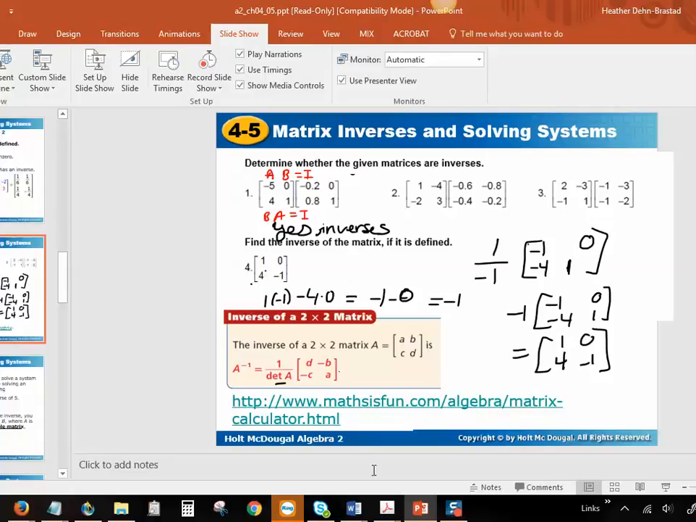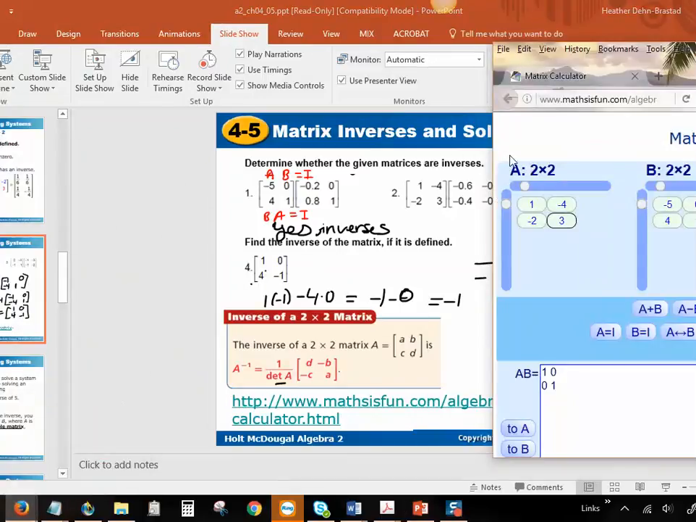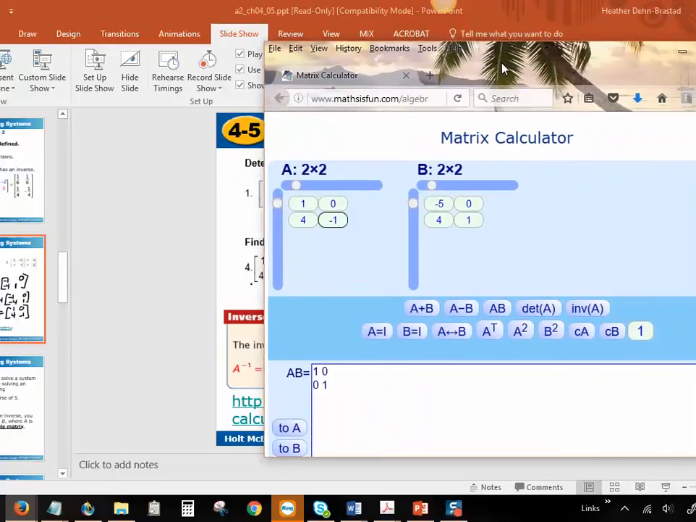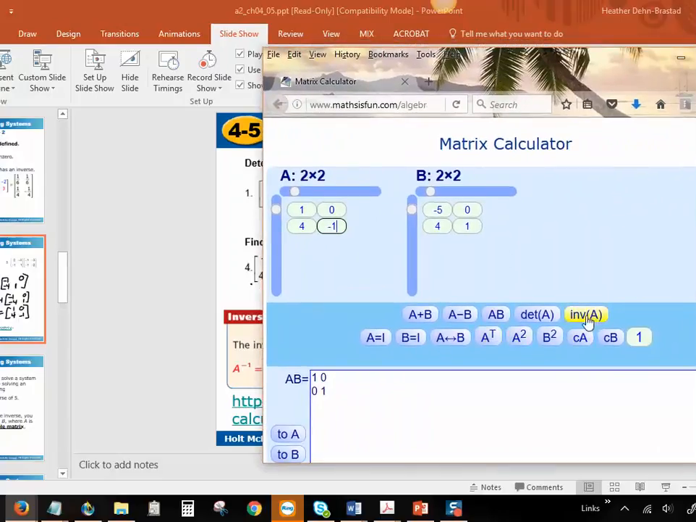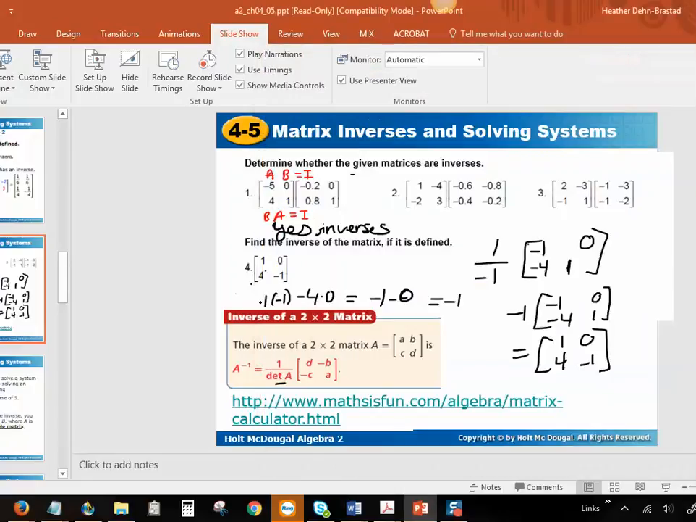Let's check this using the matrix calculator. So to check, I need a 2 by 2. Yep, got that. I'm going to enter in this original matrix 1, 0, 4, and -1 here. And now I'm going to click on the inverse of A. That's this here. Now it doesn't show A to the -1, it shows inverse of A. And they got 1, 0, 4, -1. Exactly what I got. So I checked it using the matrix calculator and I see that it's good.